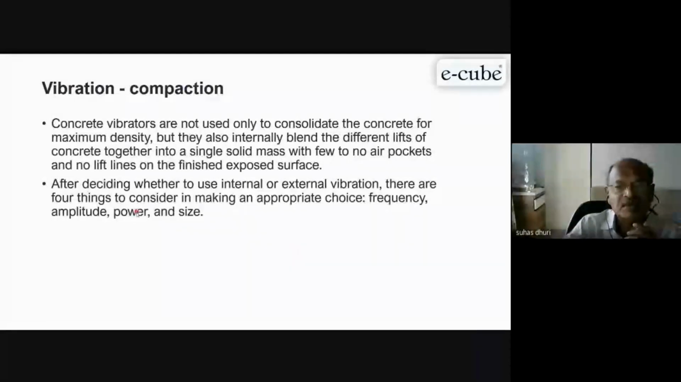See, this is what we have discussed. There are four things you consider in making an appropriate choice: frequency, amplitude, power, and size. This is important in your vibrator. So whatever vibrator is available, you must not just use it. Depending on whether you have only a 100 thick wall or a 150 thick wall, don't use an 80 needle or 60 needle. Use only a 40 needle. That is very important in this.